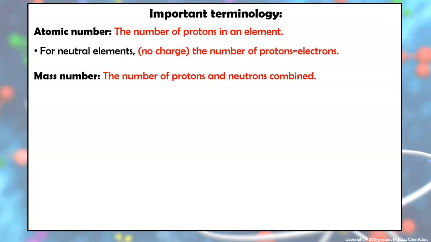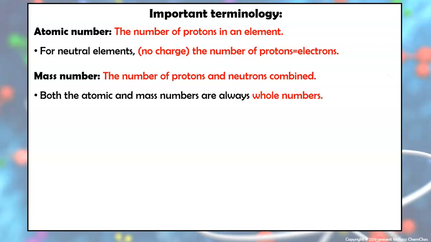Mass number, which by definition is the number of protons and neutrons combined, meaning the sum total of protons and neutrons, is the mass number. Both the atomic and the mass number are always whole numbers. You should never give us a decimal. So we get the number of neutrons from mass number minus atomic number, which is the number of protons.